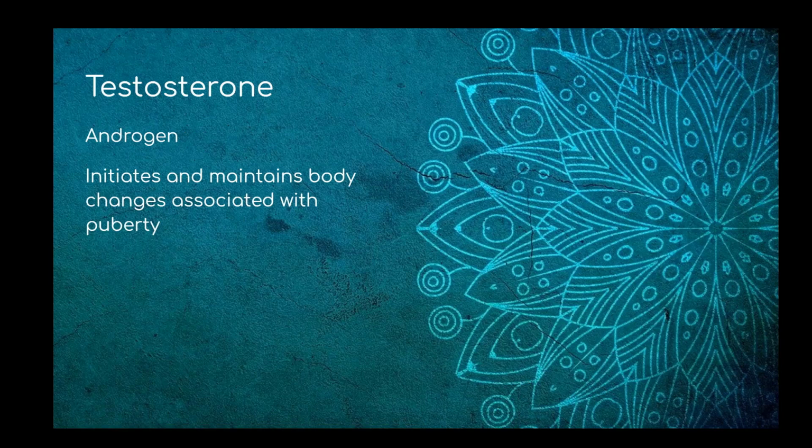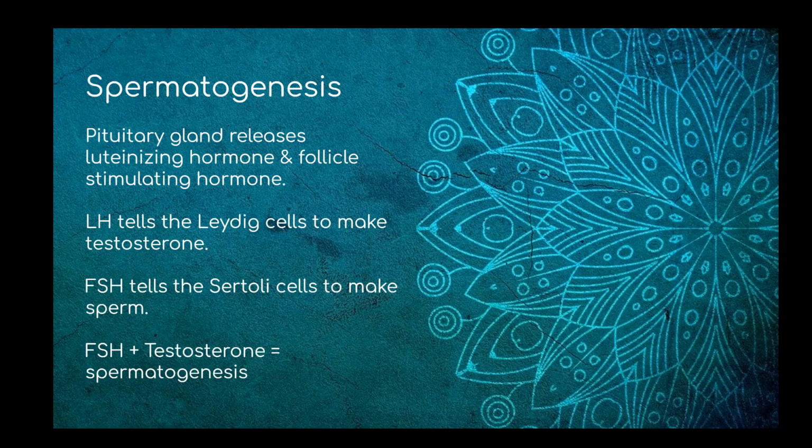Testosterone is considered an androgen, and androgens are sex hormones. And for men, testosterone is what initiates and maintains their body changes that are associated with puberty. So lowering of the voice, increase in hair, both on the face and body, changes in musculature. So anything that goes along with male puberty is usually due to testosterone. So how does spermatogenesis occur?